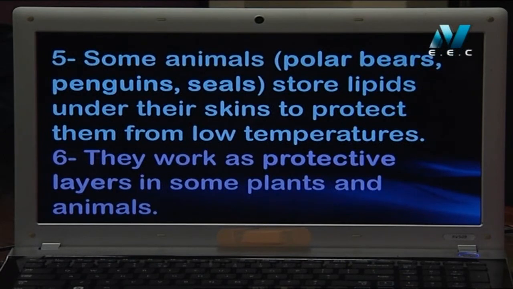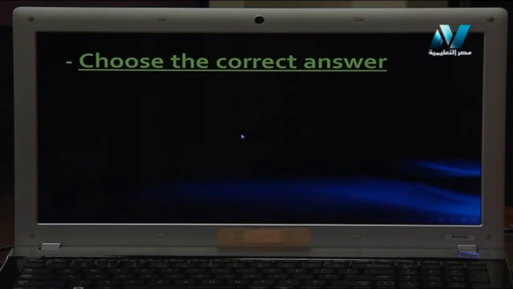Some animals such as polar bears, penguins, seals store lipid under their skin to protect them from low temperatures. They work as a protective layer in some plant and animals. I discussed that with you. Aquatic birds or aquatic animals that live in polar area need fat under the skin to protect their body from the low temperature.